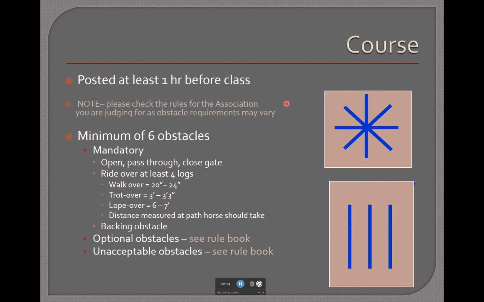It's very important that you as a judge make sure that you know and understand what those rules are for the various associations you might be judging for, because some of these things will vary from association to association. Many are going to have a minimum number of obstacles and a mandatory number of obstacles. Minimum is typically about 6 obstacles, and they're going to have things that are mandatory. For the Quarter Association, they open, pass through, and close a gate. They ride over at least 4 logs, and they have a backing obstacle. Again, different associations are going to have different rules.